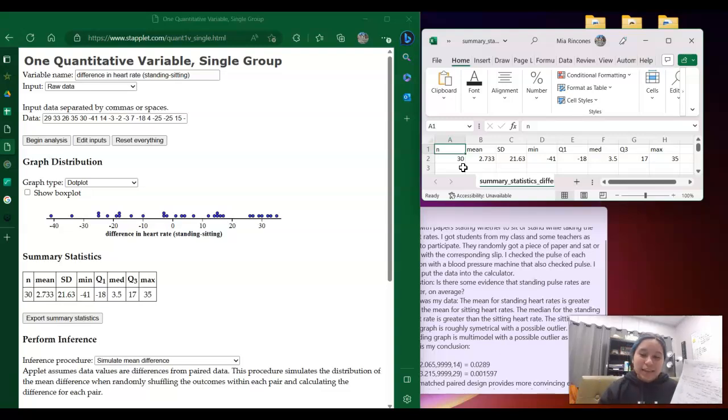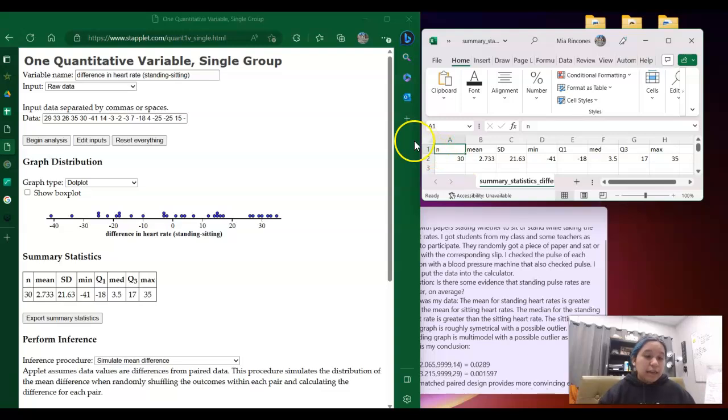Our conditions, again, random. This is completely random. Our 10%, we got 30 students, and times 10, that's less than the total people who I could have gotten to check the pulse. 30 equals 30 for CLT, and there are no strong skews, so it would be approximately normal.